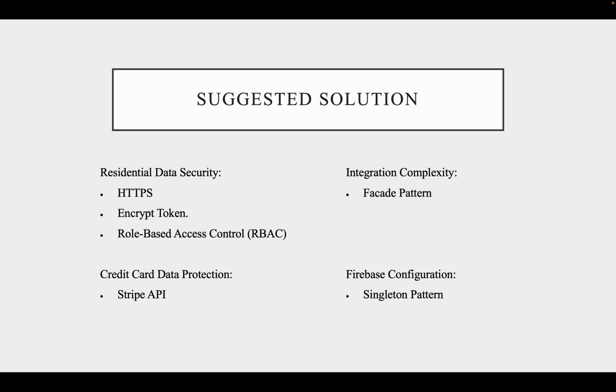The second problem is credit card data protection. What we have done is integrate the Stripe API to securely process user payments. By using Stripe, the software avoids directly handling sensitive card data, reducing security scope and risks. The third problem we need to face is integration complexity. We can apply the facade pattern to create a simplified interface for integrating third-party services like Stripe and Google Map. This pattern hides API complexities and helps prevent unauthorized access to sensitive components.